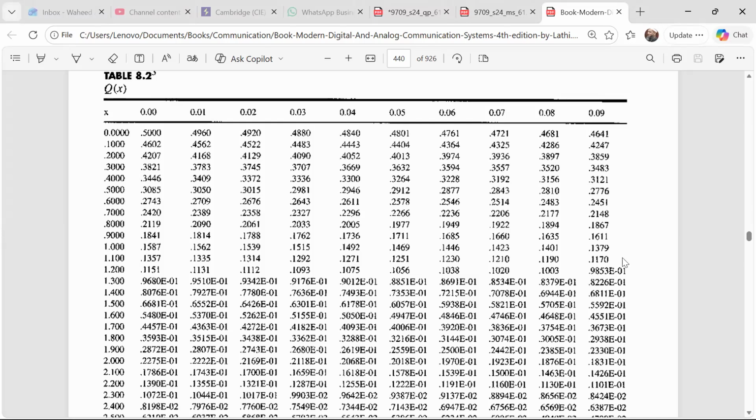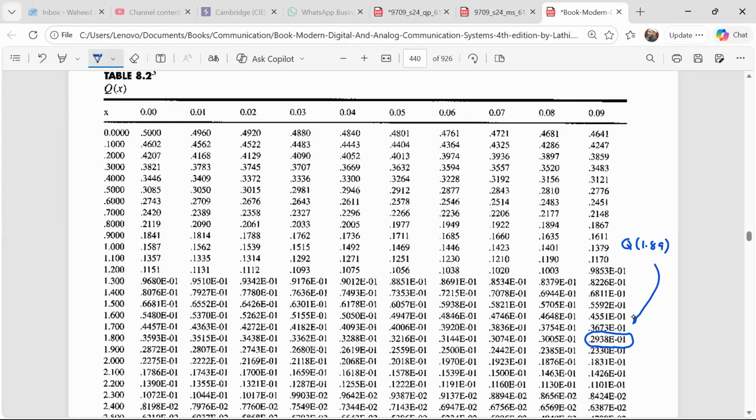So we have to calculate the value at 1.897. You can see from here that 1.8 and 9 gives this value. This is the value of the Q function at 1.89. So this is the value of this function.